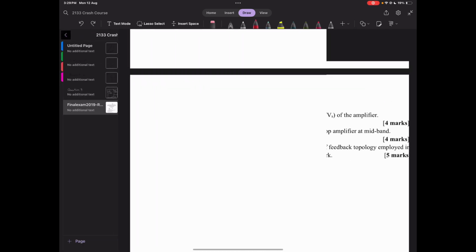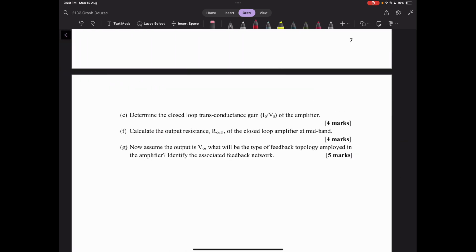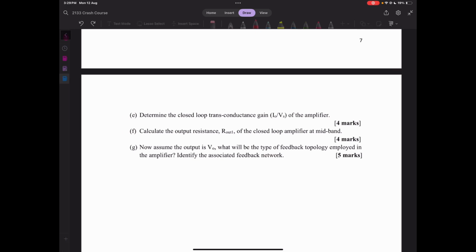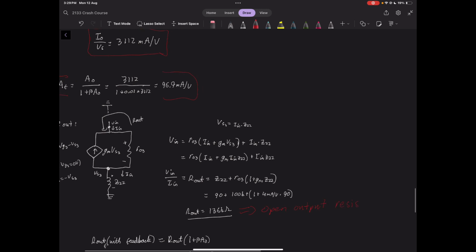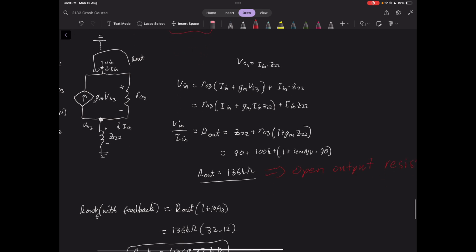Part F, calculate the output resistance R1 of the closed loop amplifier. So we want the output resistance of the closed loop amplifier. What we need to do is first find the open loop output resistance. And then, depending on the feedback topology, we need to either multiply or divide by 1 plus beta A0. Because this is series at the output, we multiply by 1 plus beta A0. If it was shunt at the output, we would divide by that factor. And R out is obviously our open loop output resistance.